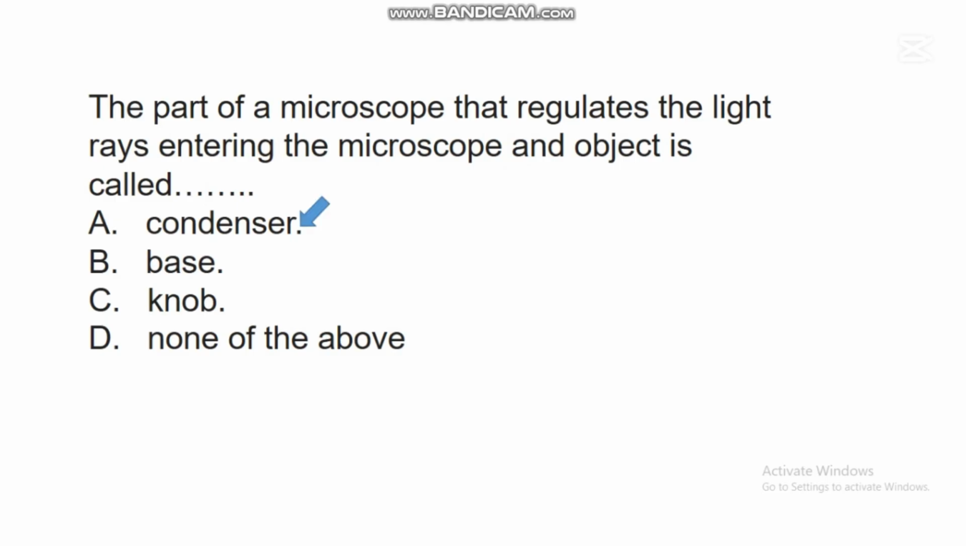Condenser. A condenser is the part of a microscope that regulates the light rays entering the microscope and also the object in view. So when this condenser is lacking, a microscope will find it difficult to regulate the light rays entering the microscope.